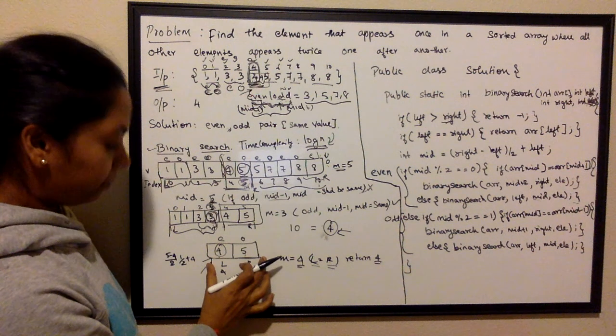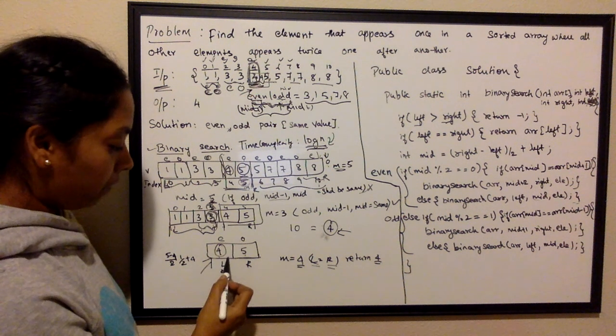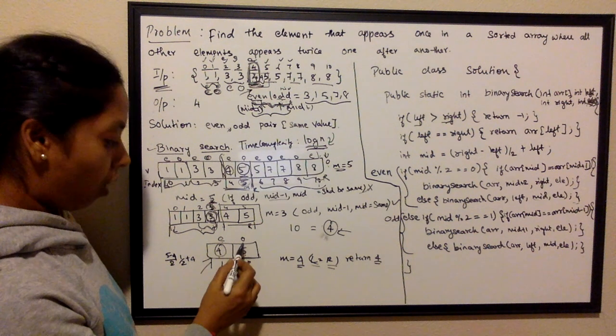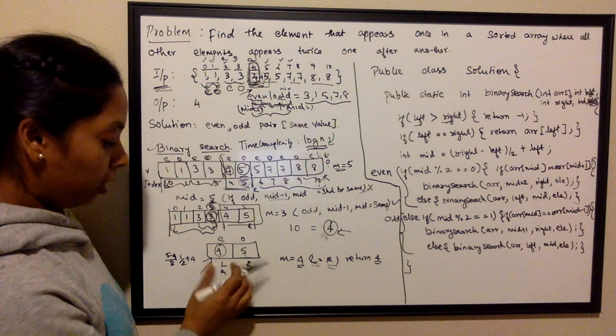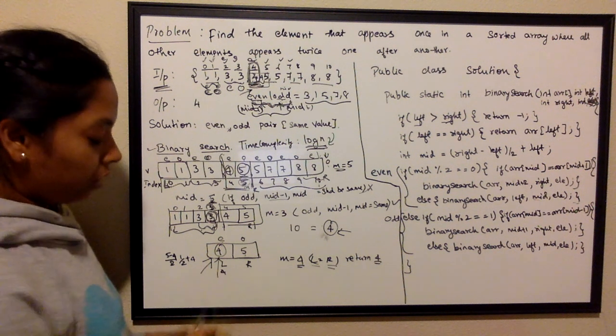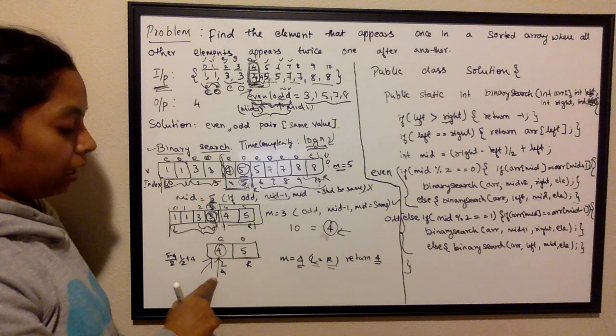For the second half, we're checking 4 and 5. So we know here this is even and odd. Is it the same? No. Then what is the value at index 4? That should be the problem, and we return that element.